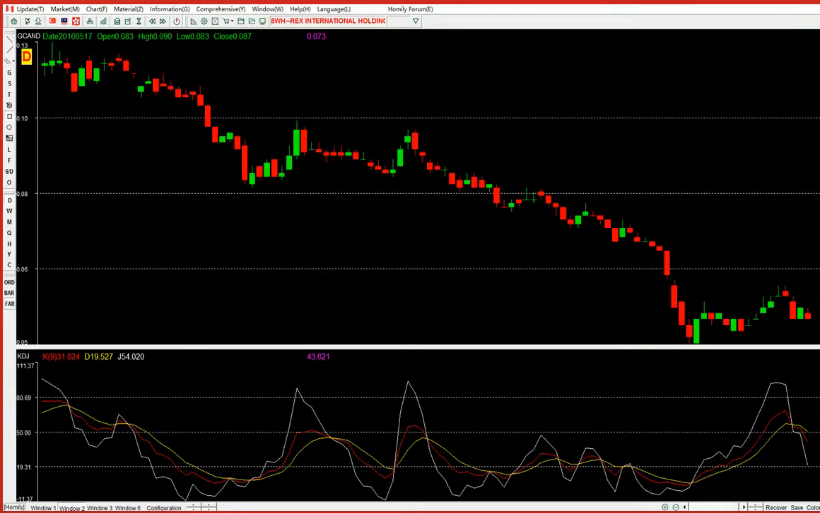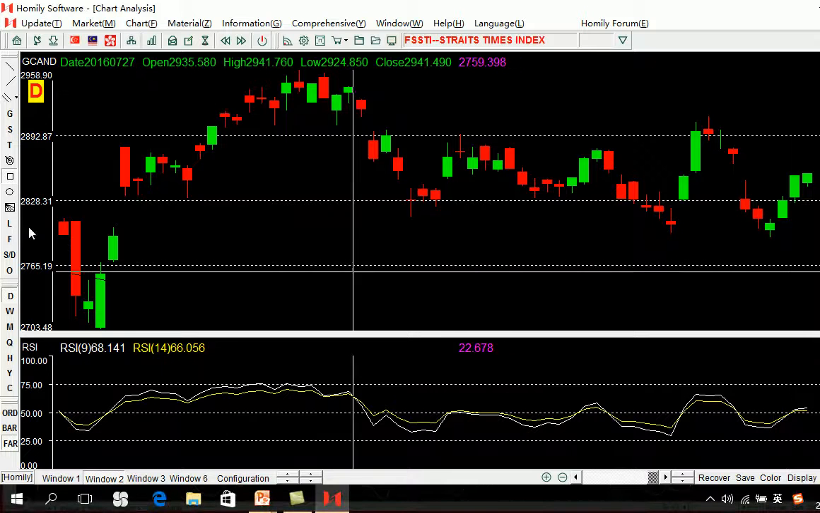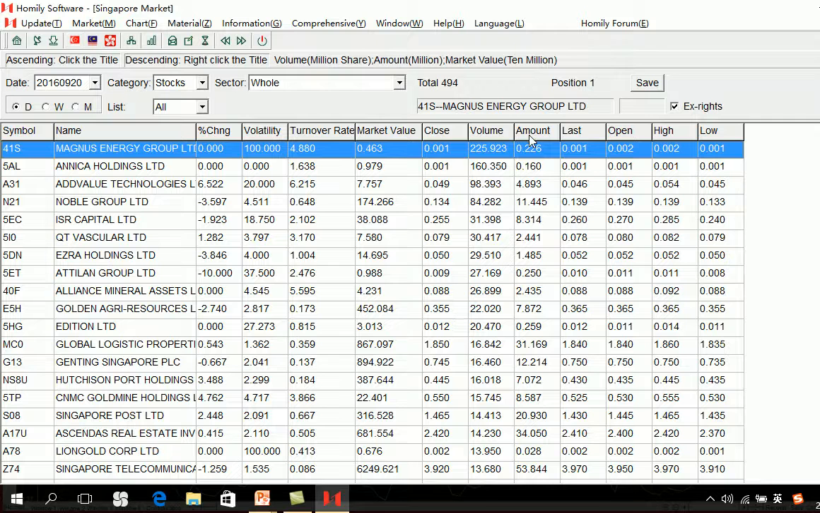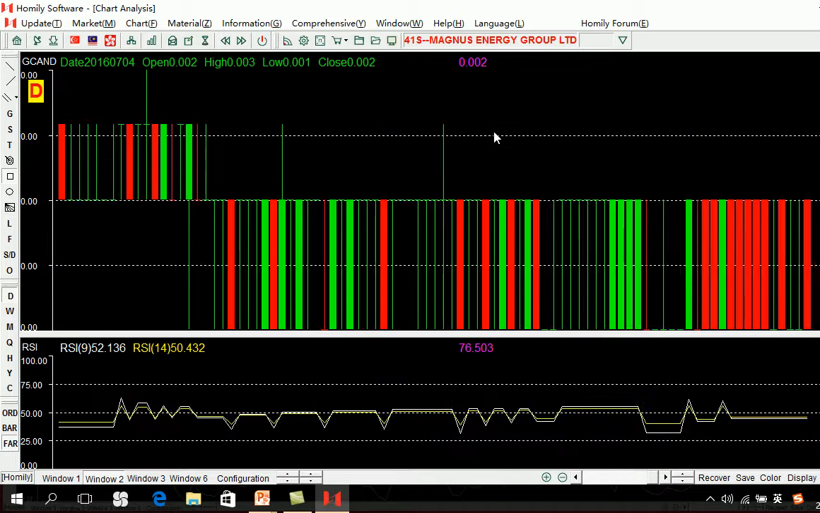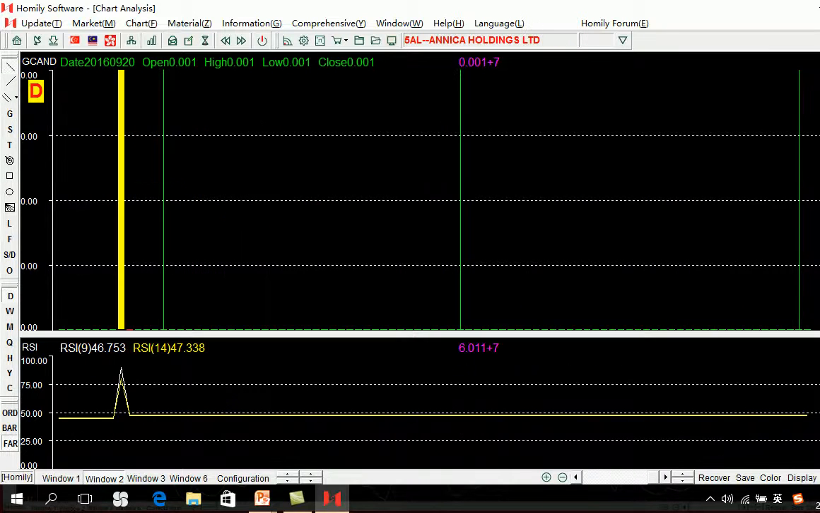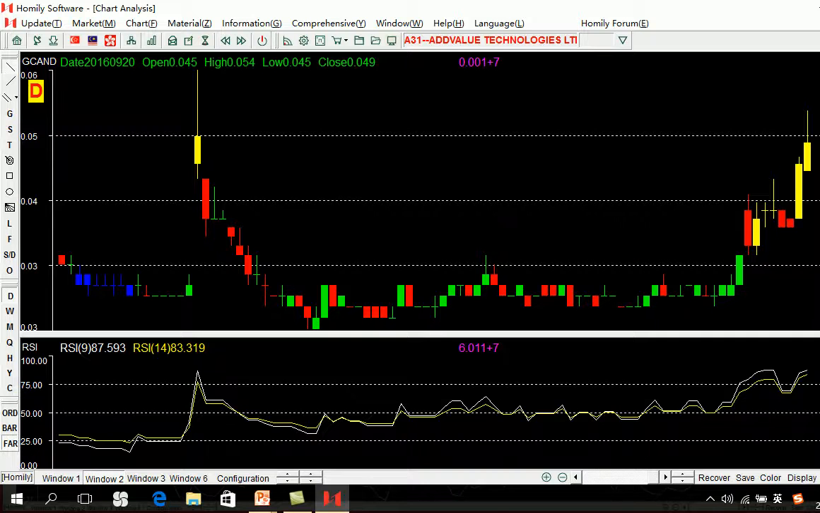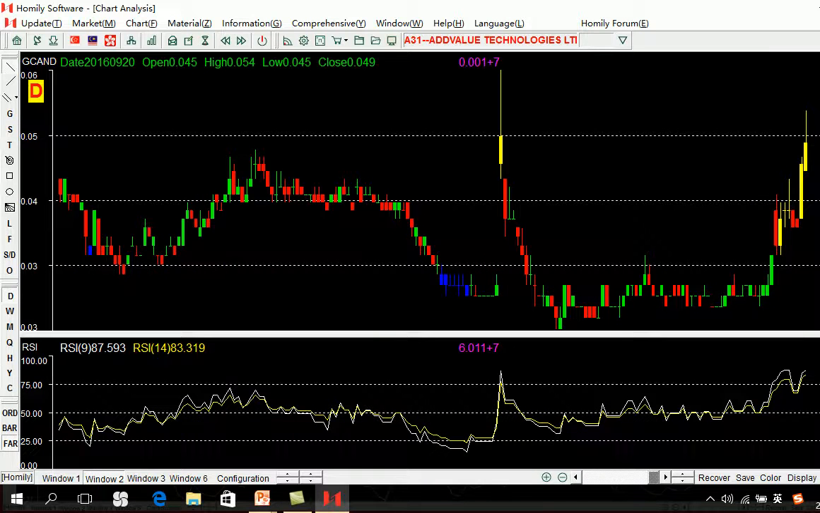Then I can show you some examples, because we want to know how to use it and how to judge. Okay, let's see this stock. This stock is not good, okay? No need to judge. Then we can see this one.